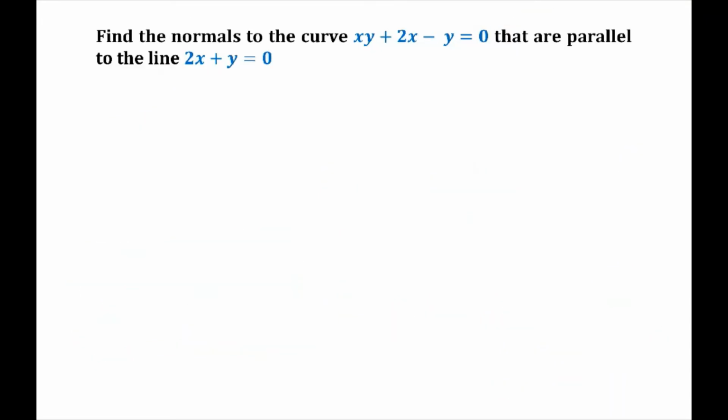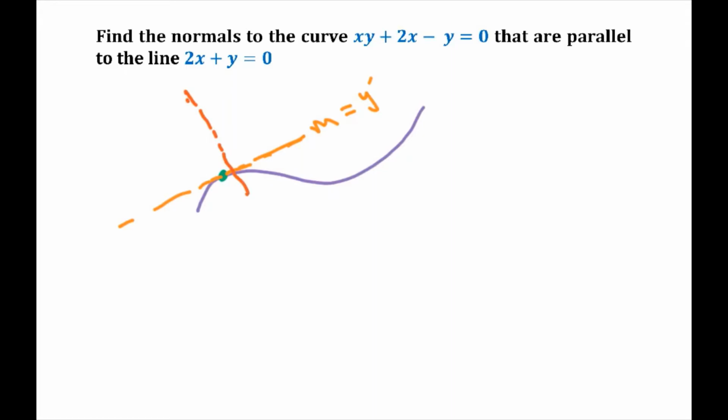In this question here, let's say that I have a curve xy plus 2x minus y equal to 0. Let's say I have a point here. And if I draw the tangent at this point, the slope of the tangent is going to be y prime. Now, the normal is going to be this line here that is perpendicular on the tangent.